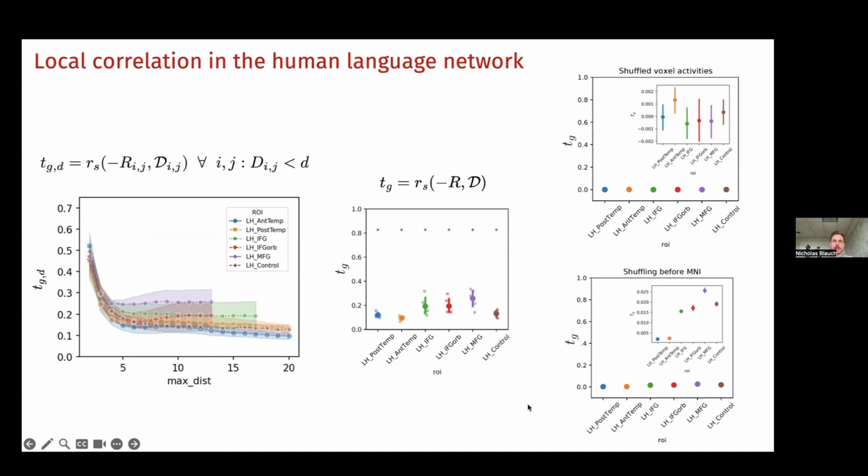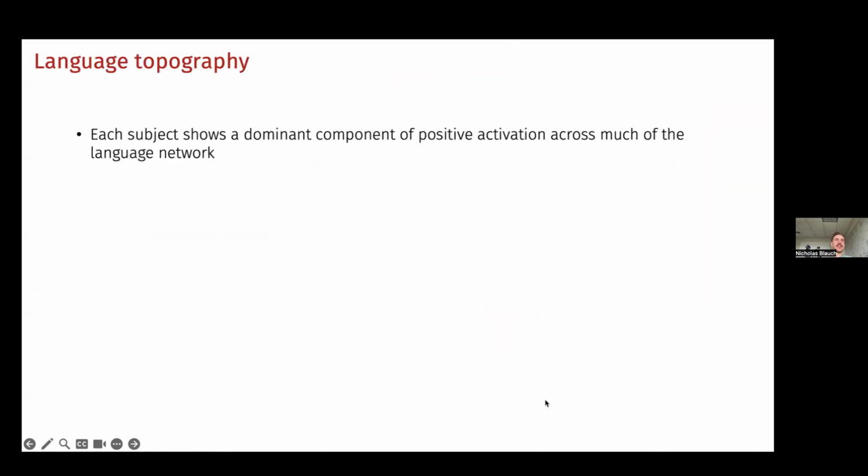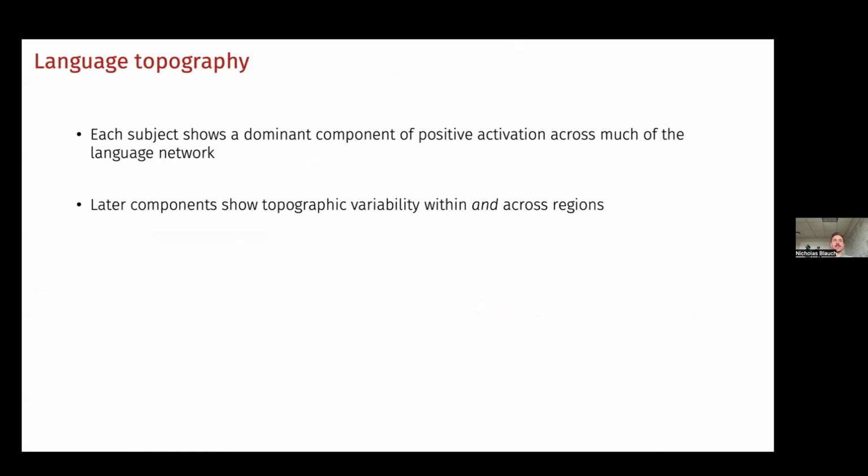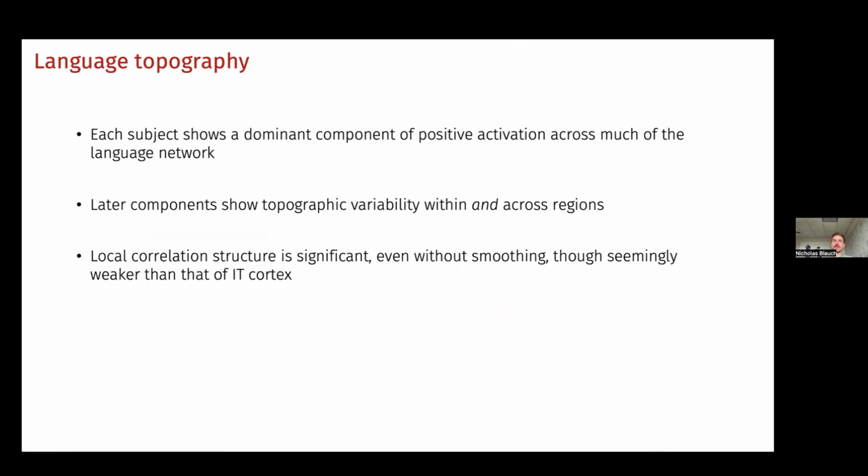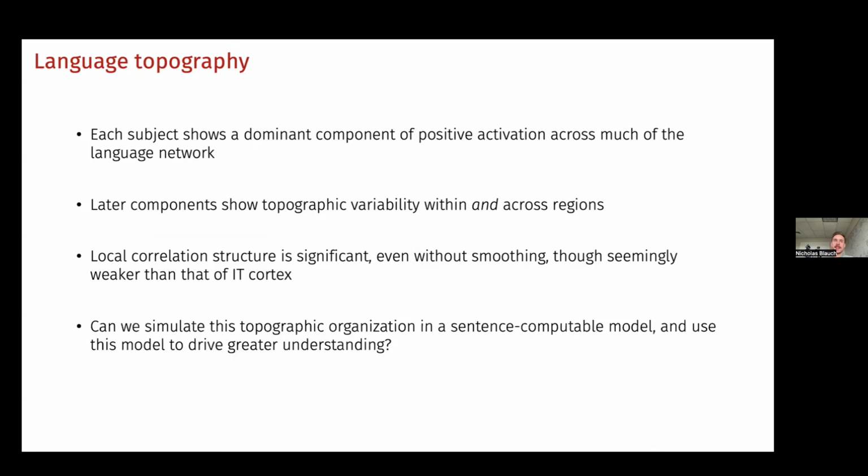Okay, so I'm just presenting all this to try to convince you that there's something worth modeling here. So to summarize this, we found that each subject shows a dominant component of positive activation. Later components show topographic variability within and across regions. This local correlation is significant, even without smoothing, though it's somewhat weak. So we wanted to know whether we can simulate this in a sentence-computable model and use this model to drive greater understanding of what's going on in the language network.